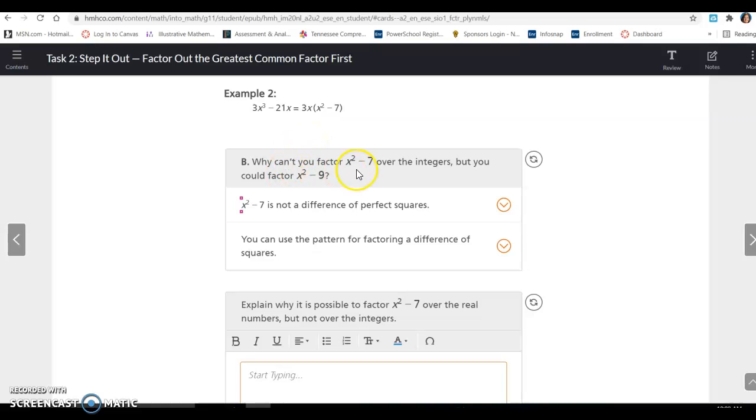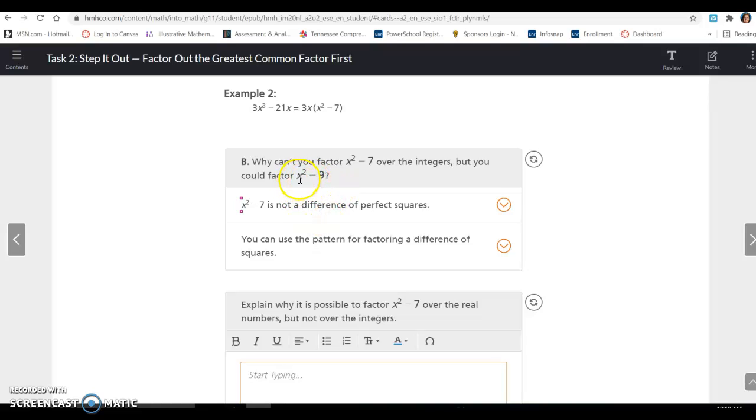Why can't you factor x squared minus 7 over the integers, but you could factor x squared minus 9? Well, x squared minus 7 will not factor any further, so that's why they stop. This is completely factored. If we had x squared minus 9, we know that x squared minus 9 is a difference of squares, or at least I hope you know that. We did look at that last year as well, but this is a good refresher.